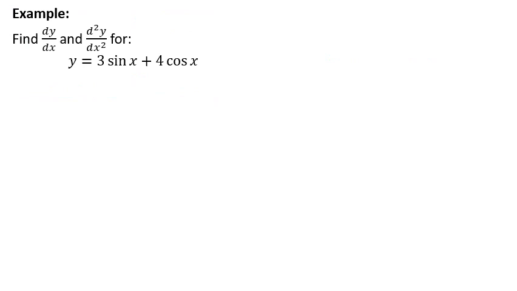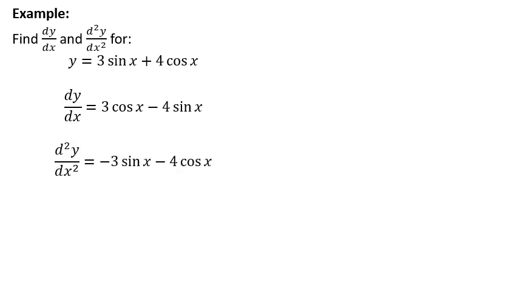Let's try an example. y equals 3 sine x plus 4 cos x. We're being asked to find the first and second derivatives. So let's use the fact that sine differentiates to cos, and cos differentiates to negative sine x. 3 sine x becomes 3 cos x, 4 cos x becomes minus 4 sine x. We can go again. The cos becomes minus sine, the sine becomes cos.